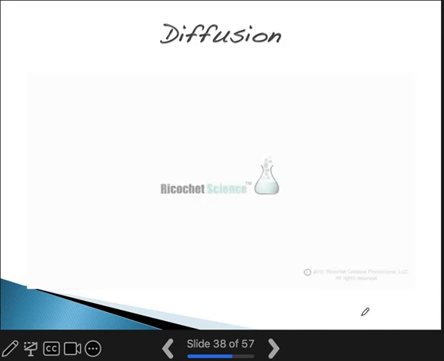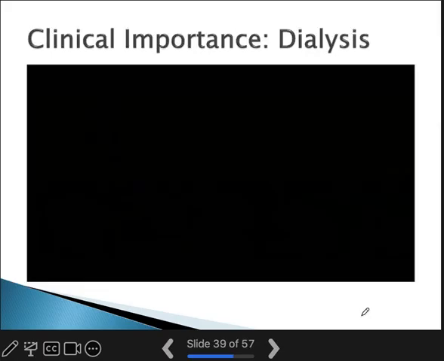All right, so again, diffusion is really just describing Brownian motion in the context of organized to disorganized state. So let's look at a clinical significance of why diffusion is so very important, and we're going to look in the context of dialysis.